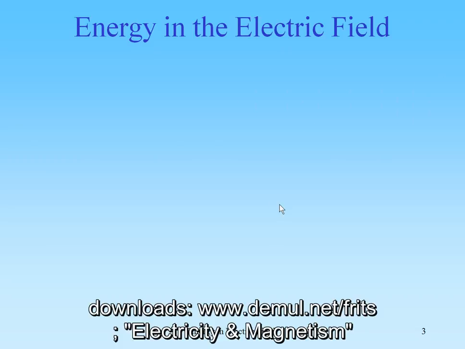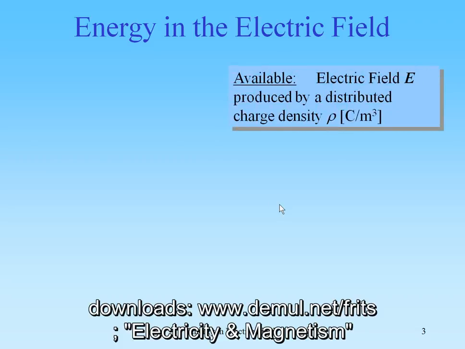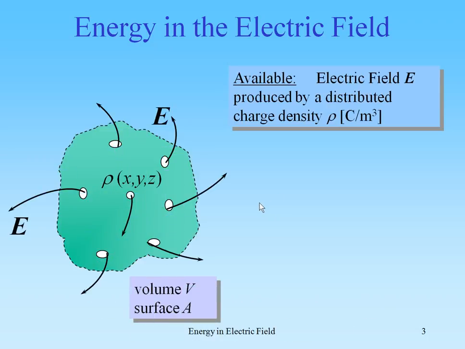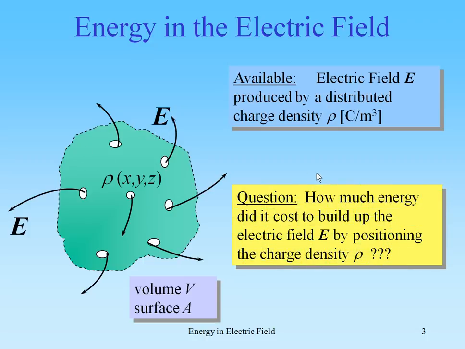Energy in the electric field. Suppose we have an electric field produced by a distributed charge density ρ in coulomb per cubic meter, enclosed in a volume V with surface A. The question is, how much energy did it cost to build up the electric field by positioning the charge density ρ?